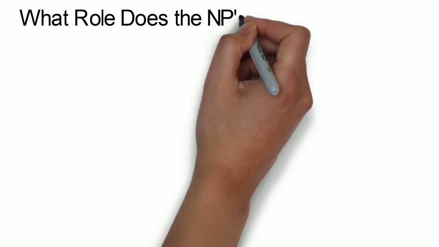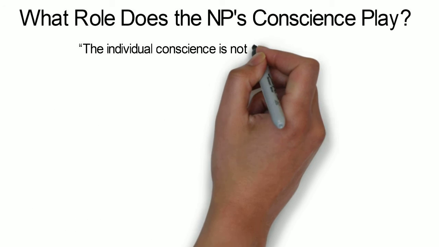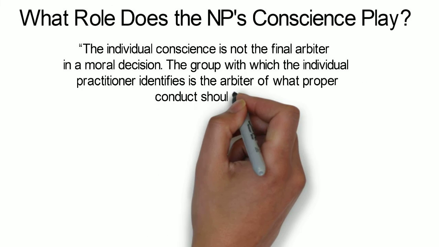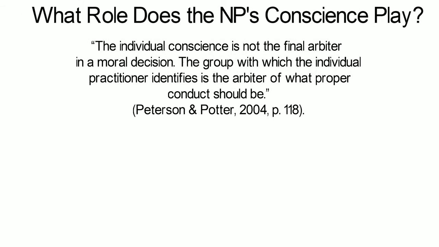When we look at this code of ethics, we can see the blending of the medical code of ethics and the nursing code of ethics. Whenever we approach an ethical dilemma, we should try and keep a code of ethics in mind. You might be wondering, what role does the individual nurse practitioner's conscience play in these type of decisions? Interesting, Peterson and Potter stated, the individual conscience is not the final arbiter in a moral decision. The group with which the individual practitioner identifies is the arbiter of what proper conduct should be.